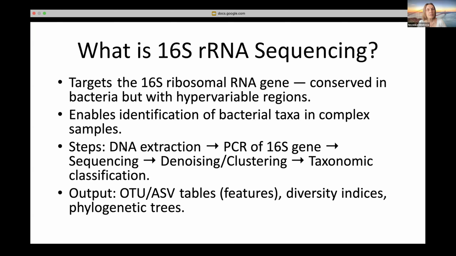And there are steps, which is first we perform, I think this is meant RNA extraction, PCR of the 16S gene, then sequencing, denoising, and clustering and taxonomic classification. And then the output, which is what we all as data scientists are interested in, is OTU versus ASV. I will explain this in a second. Diversity indices and phylogenetic trees.